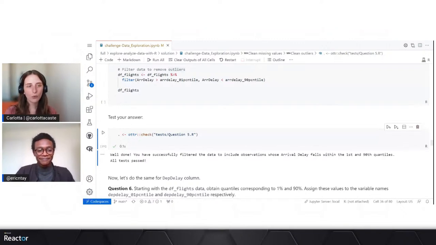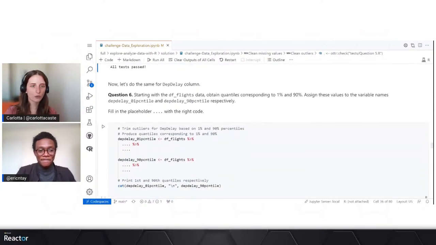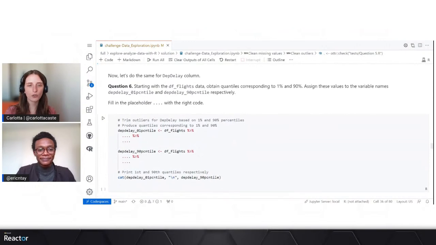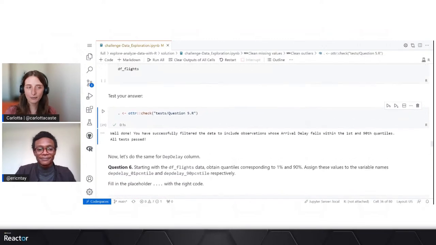So for our question six, first of all, thanks, Eric, for showing us how to trim the data to obtain only rows whose arrival delay values are within the first and 90th percentile. But since we observed a similar data distribution for the departure delay column, with a few outliers in the box plot, now it's time to do the same job for the departure delay column. But since we already did the job for arrival delay, it shouldn't be so hard, right, Eric?